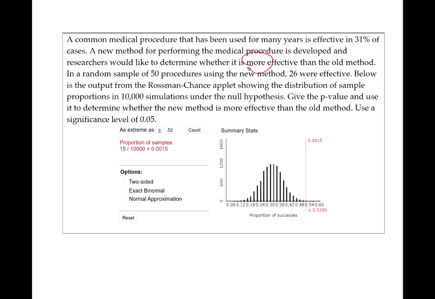So our p-hat in this case is 26 out of 50, which equals 0.52. And because we're only interested in the right tail, the Rossmann-Chance applet has marked for us the values that are greater than or equal to our sample result of 0.52. And it tells us what that proportion is, which is 0.0015. That is our p-value. So if you have the results of the simulation, then we can just find the p-value from the Rossmann-Chance applet.